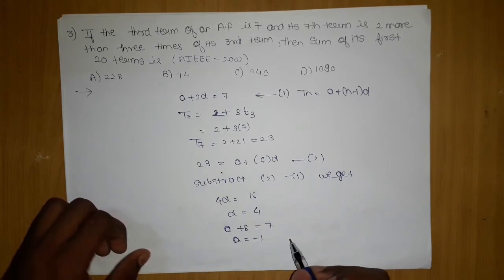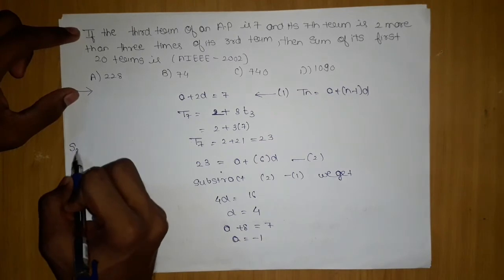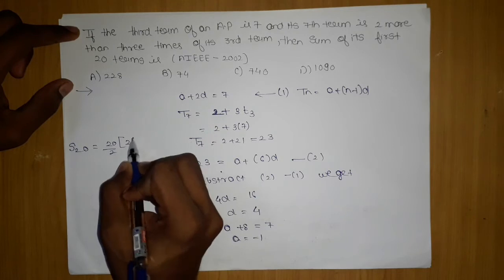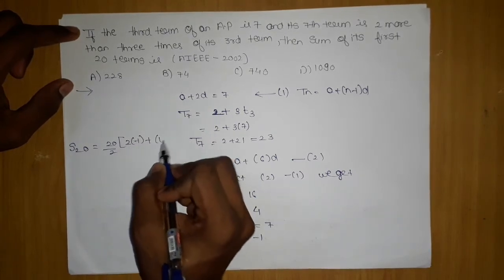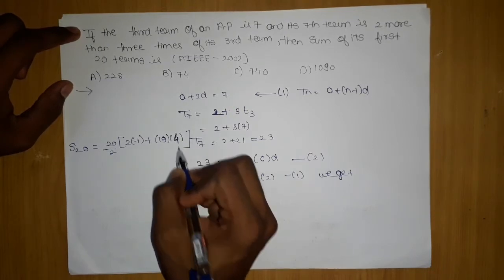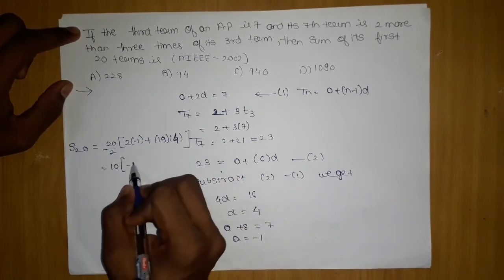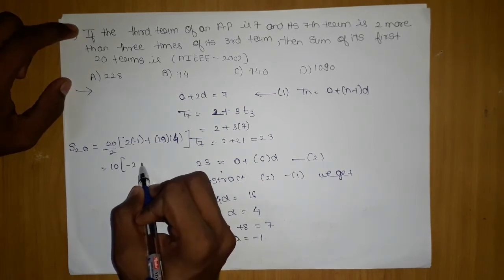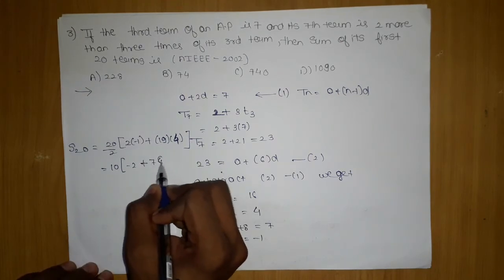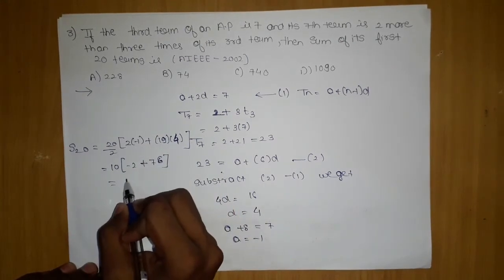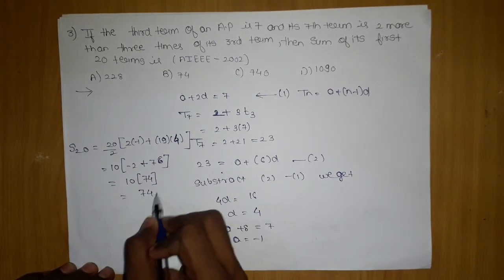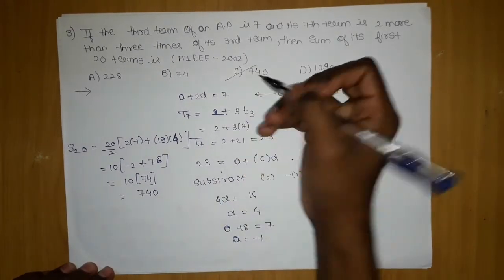Now can I get the sum of 20 terms? Yes, S20 will be 20 by 2, 2 times a, which will be minus 1, plus 19 into d, which will be 4. So 10 into minus 2 plus 19 times 4. 19 times 4 will be 76, so we get 74, and we multiply this 74 with 10 and that gives me 740. So the third option is the answer.